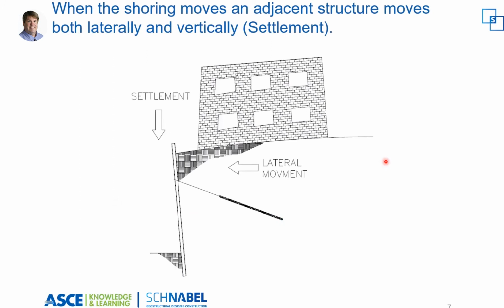So when the shoring moves, adjacent structures move both laterally and settle vertically. This causes differential settlement because the structure settles, and also some lateral strain because the building moves. The back of the building is stationary and the front of the building is moving towards the excavation.